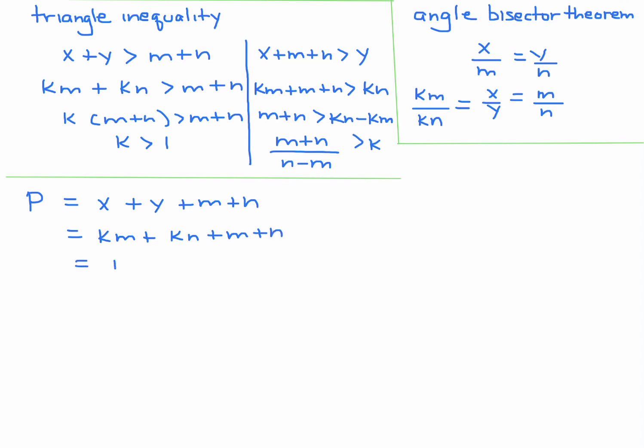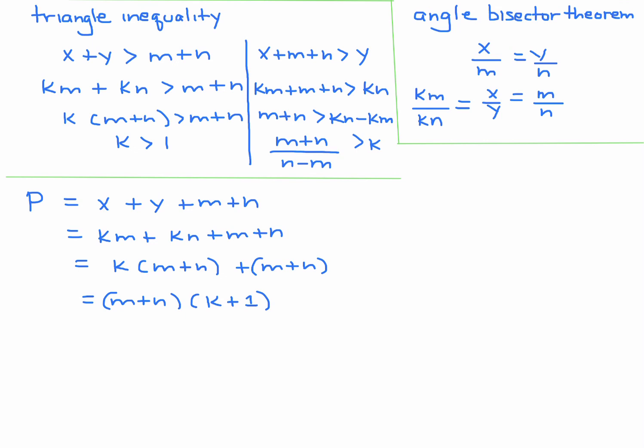And I think I can factor out something. I can factor out the K. This will be M plus N. This will be M plus N. Factor out the M plus N, and I get K plus 1. All right. So now let's discuss this.